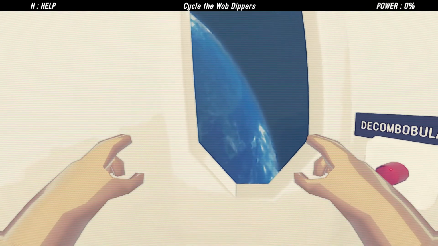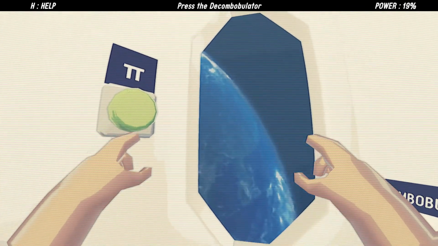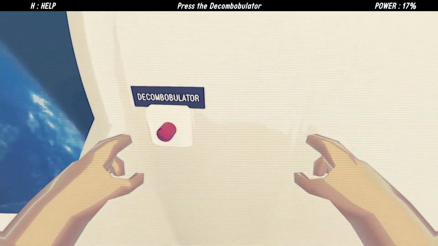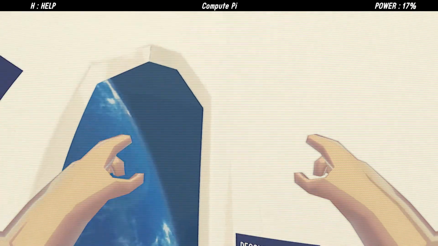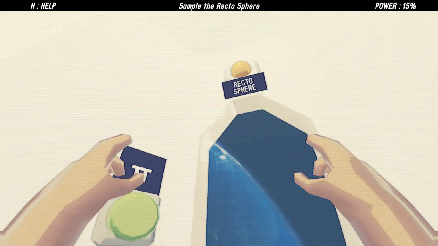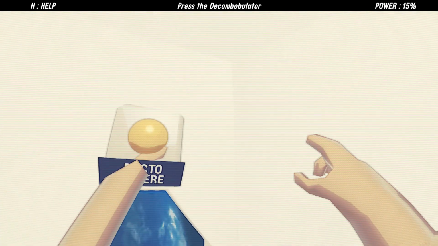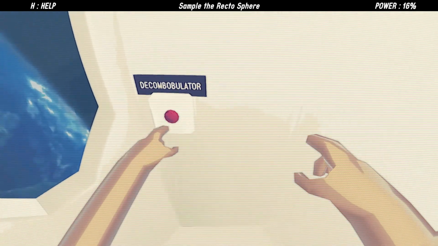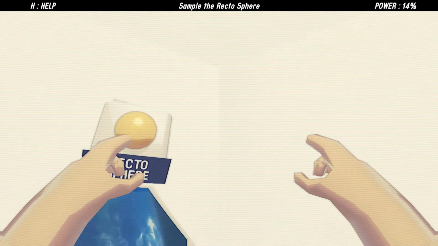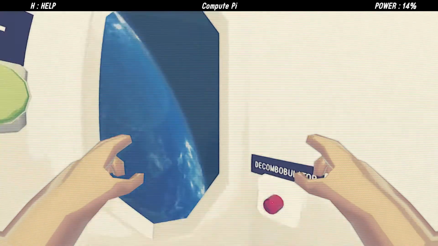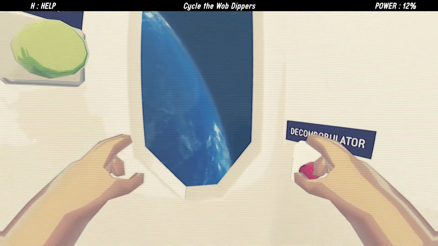Scott, the two pod is running out. Press the decombobulator. Compute pi. Sample the rectosphere. Press the decombobulator. Sample the rectosphere. Compute pi. Cycle of the wob dippers.